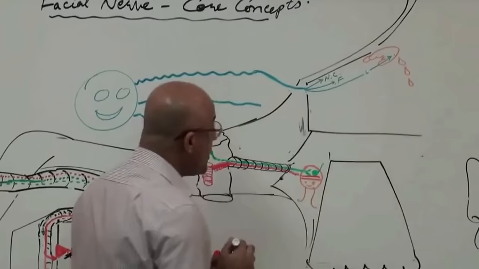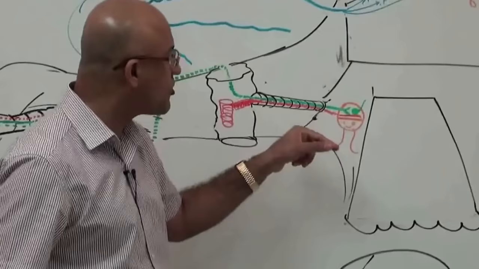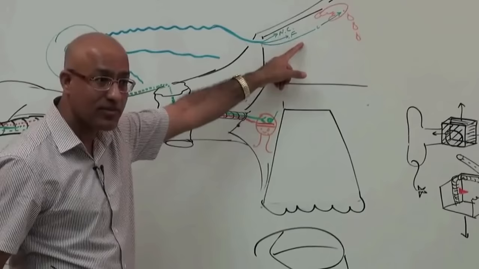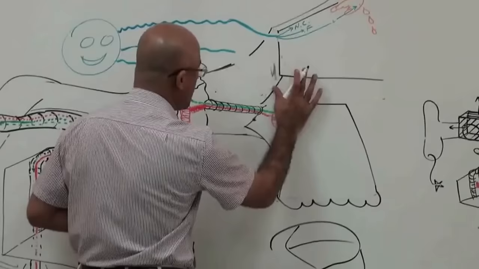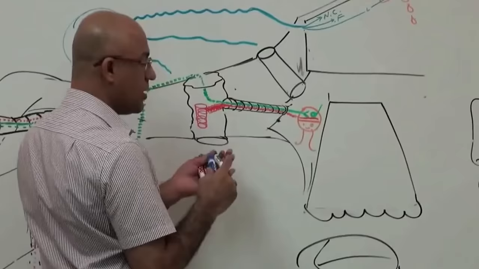Now, if these parasympathetic fibers have to reach the lacrimal gland, somehow they should communicate to the lacrimal nerve. How do they do it? Actually, here is another foramen. It is very much a round foramen. What do we call it? Foramen rotundum.